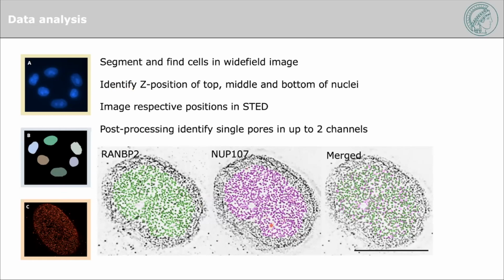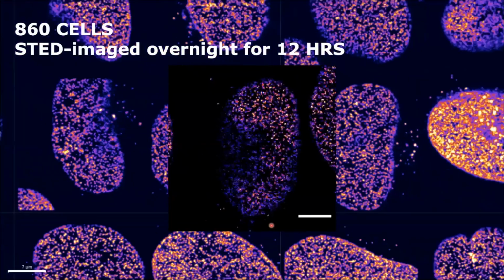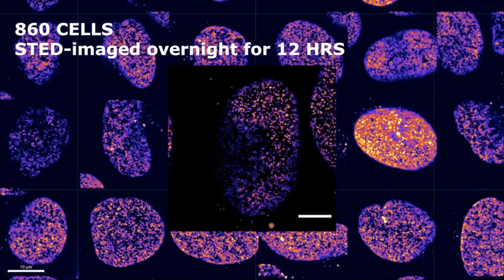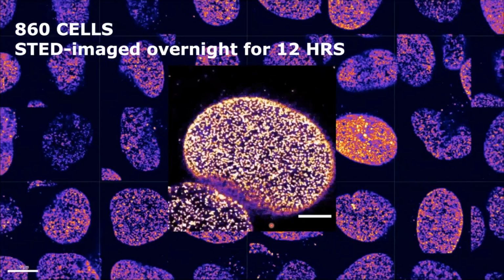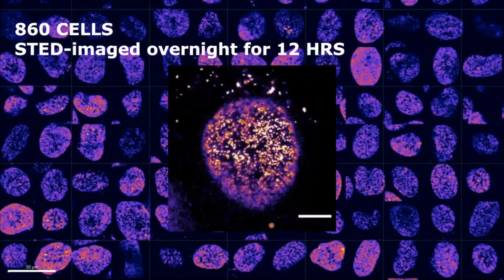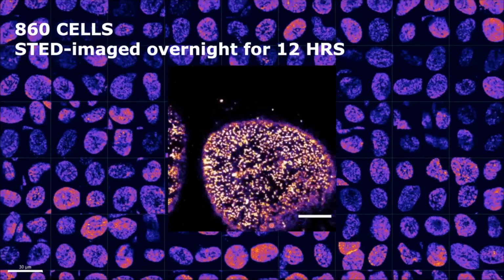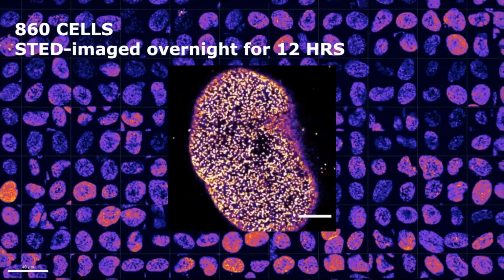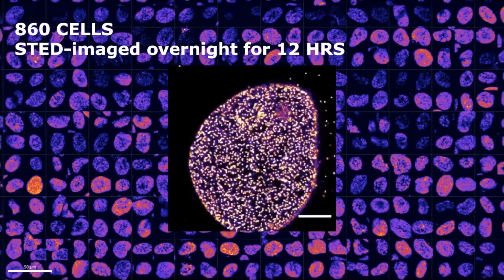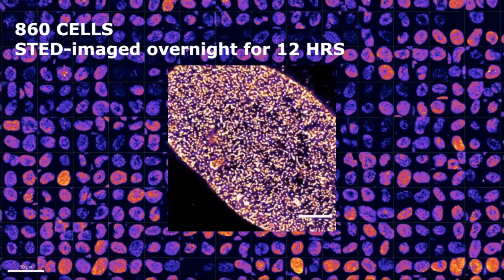For instance, this was more of a proof of principle example, and we looked at nuclear pores. We were able to image in an overnight run, which was 12 hours, slightly less than 1,000 cells. And this is really nice because normally for every image you would acquire for 1 to 3 minutes, and doing this manually can be really, really boring and very tedious.